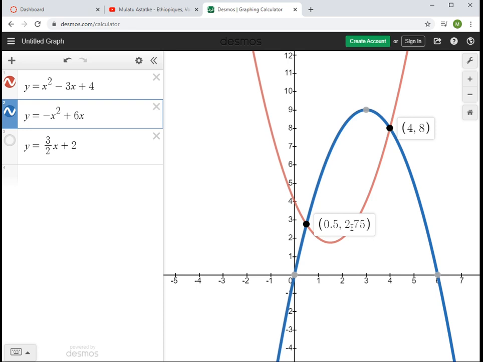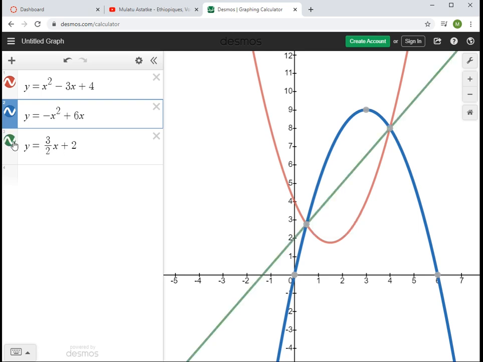All right, so that's all good. And then lastly, put in the equation of the line we computed for the line of intersection. And that's y is 3/2 x plus 2. And yep, it passes right through those 2 points of intersection.